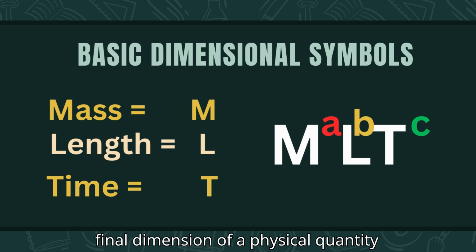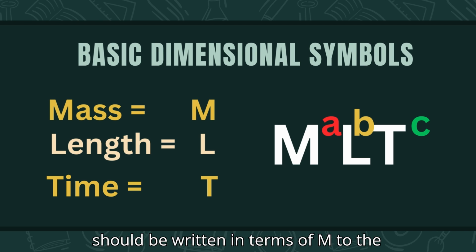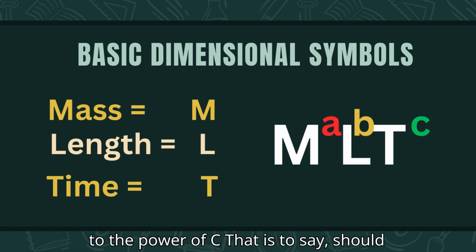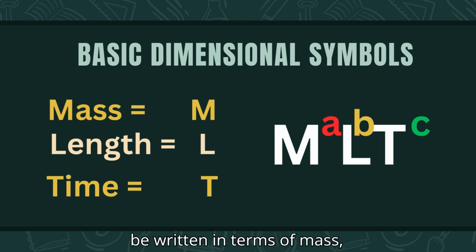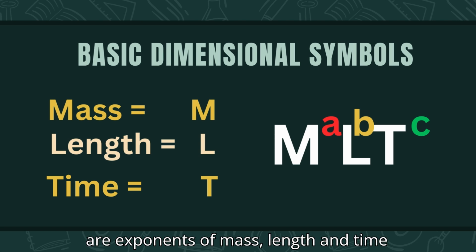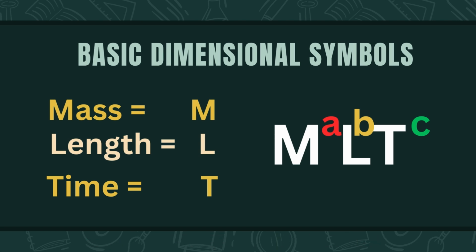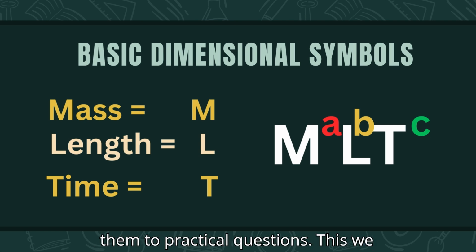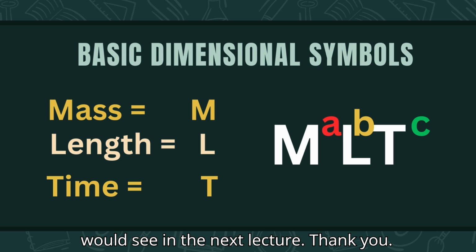The final dimension of a physical quantity should be written in terms of M^a L^b T^c. That is to say, it should be written in terms of mass, length, and time, where a, b, c are exponents of mass, length, and time respectively. Having known this, it's time to apply them to practical questions. This we would see in the next lecture. Thank you.